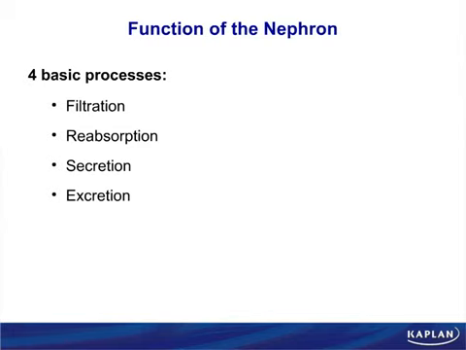Okay, so now we're going to talk about the four basic processes of the nephron. So we're going to talk about the function. We looked at the structure. Now we're going to discuss the function of the nephron. So the function of the nephron is four basic processes. You have filtration. Filtration occurs at Bowman's capsule. Reabsorption occurs throughout the rest of the nephron. Then you have secretion, and then you have excretion. These are the four basic processes of the nephron.